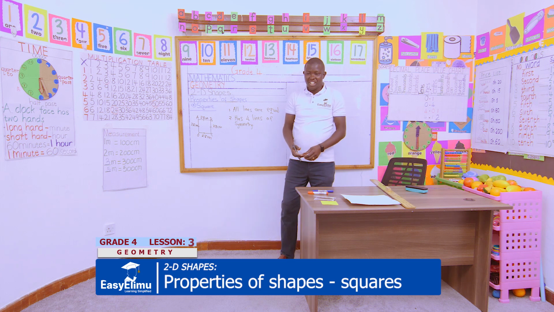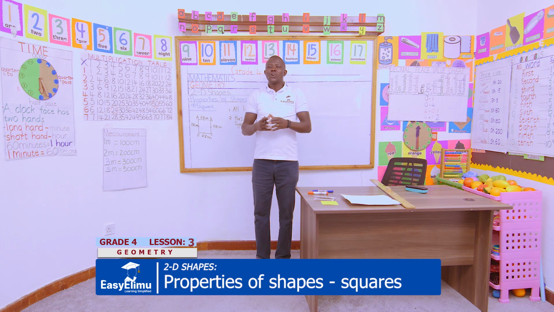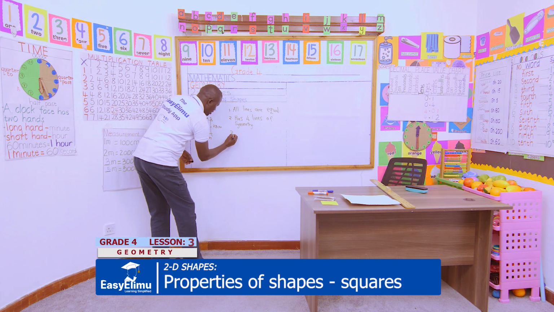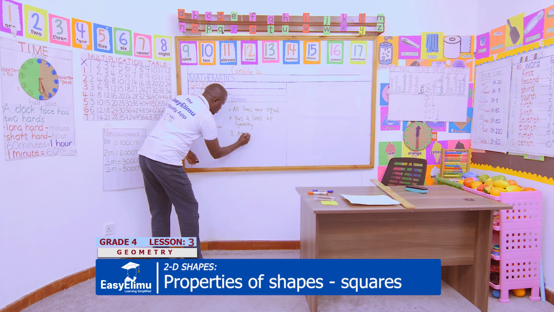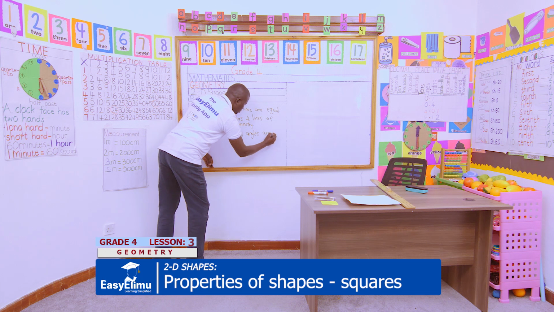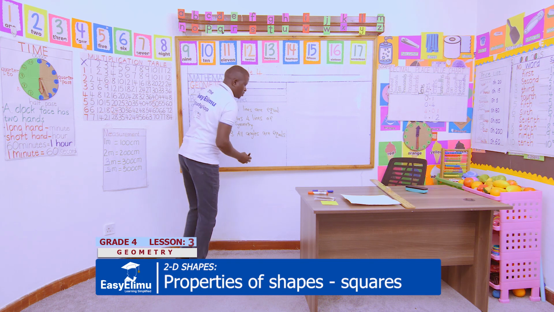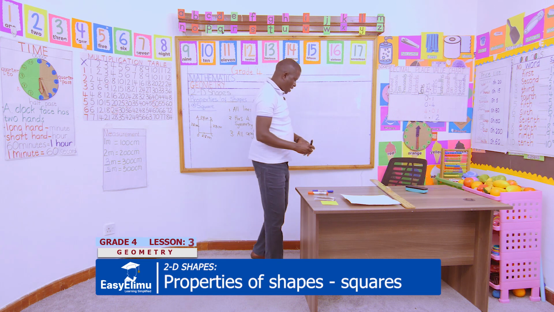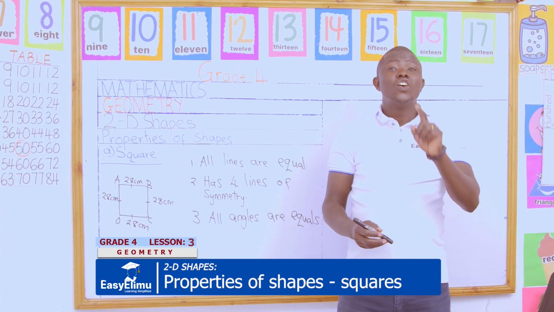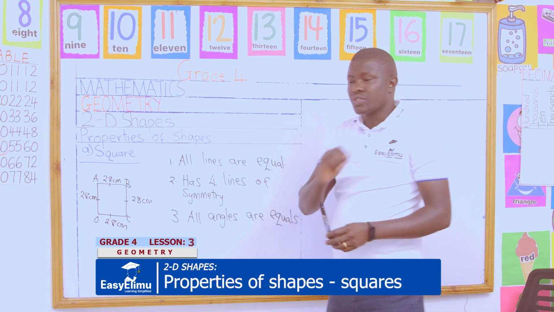Who can tell us this feature? Jen, all angles are equal. A square has all angles equal. That is another feature. Feature number 3, all angles are equal. That is a unique feature. We have said all lines are equal, all angles are equal, and not only equal, right angles. They are all equal and right angles.